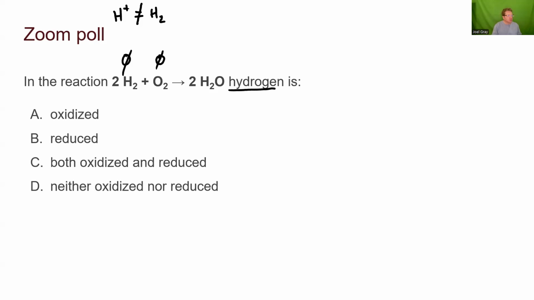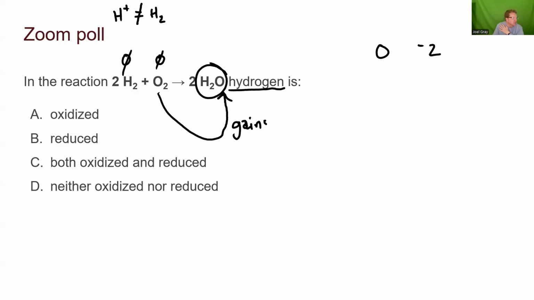The question is about hydrogen. Is hydrogen getting oxidized or reduced? Well, let's think about this just from the charge perspective. When we look at H2O, we know from the periodic table that oxygen has a charge of -2. It's in group 6, and we know that it's got to pick up 2 electrons. So if oxygen is becoming more negative, it gains electrons.